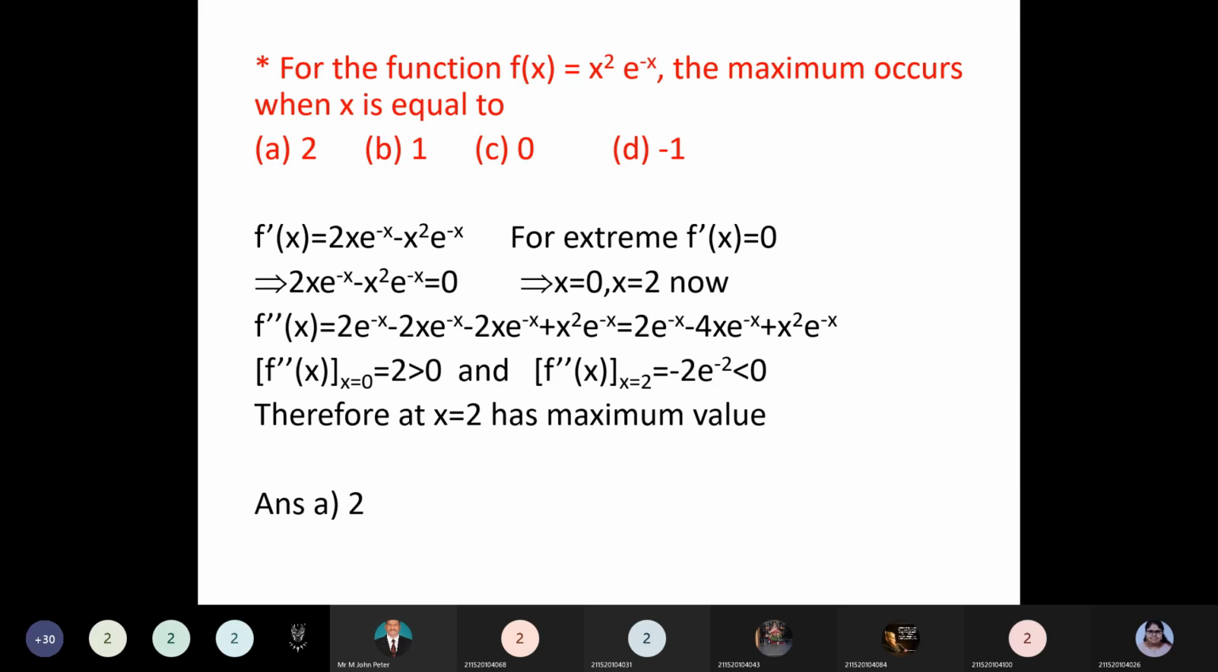So we take the 2 points, x equal to 0 and x equal to 2. Before we go to identify whether these points are maximum point or minimum point, we need a secondary derivative. Then only we can check whether the point is maximum point or minimum point. Then we have to substitute it in the function to identify the maximum value. So here we have to identify the secondary derivative.